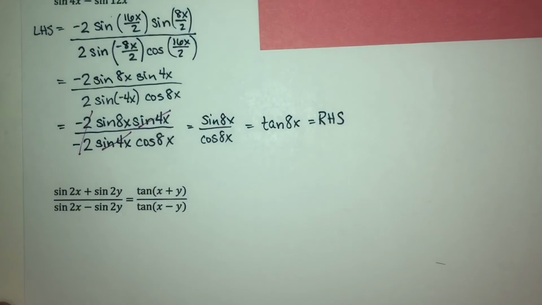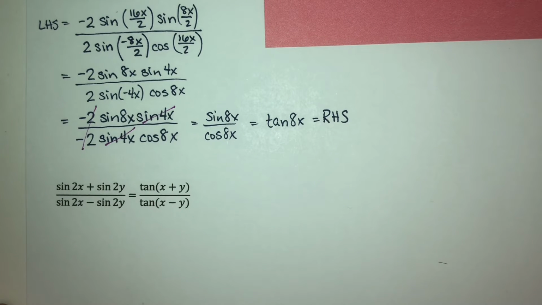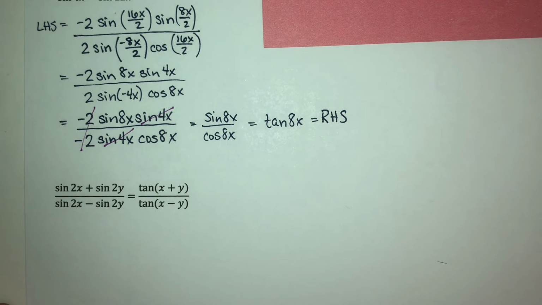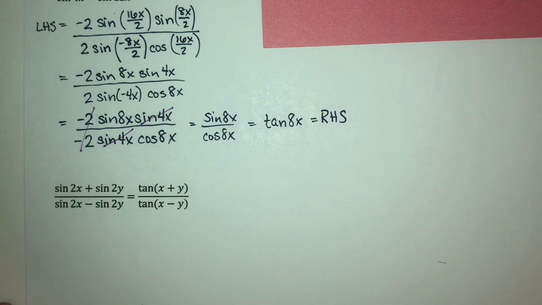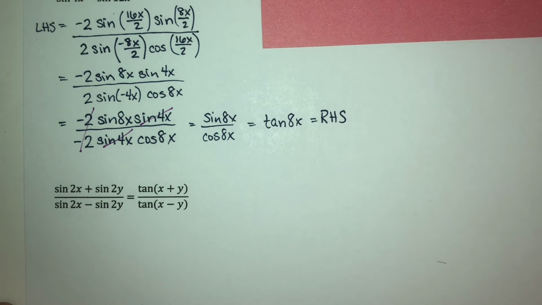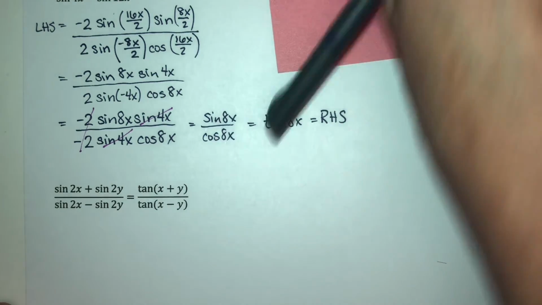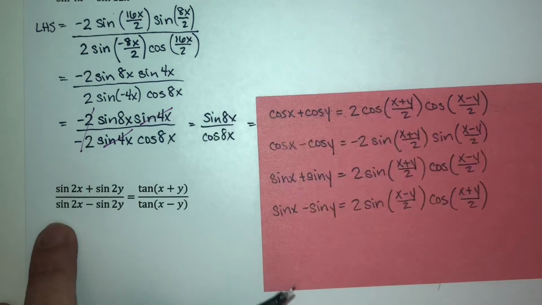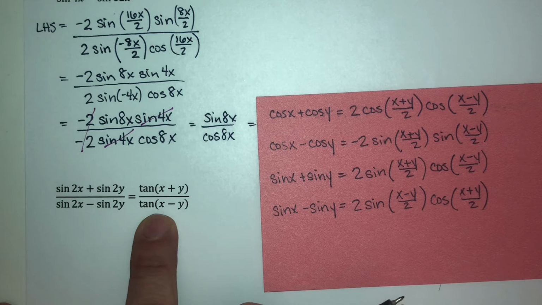Okay, so now let's do this one. I have sine 2x plus sine 2y divided by sine 2x minus sine 2y. And I want to show that that is the same thing as tangent of x plus y over tangent of x minus y. There are probably a couple different ways to get this done. I'm going to start off over here and hope to end up over here.